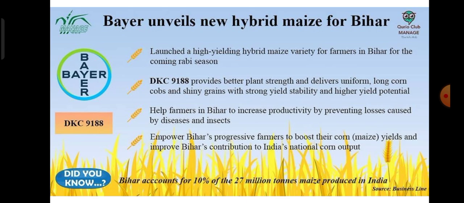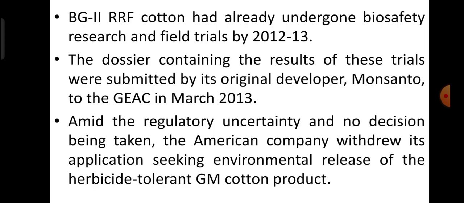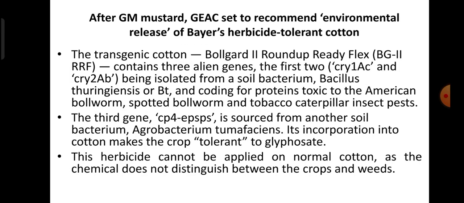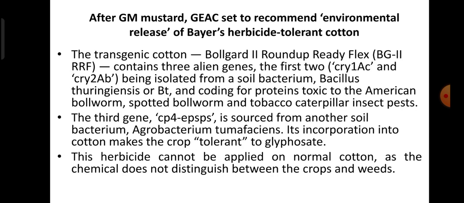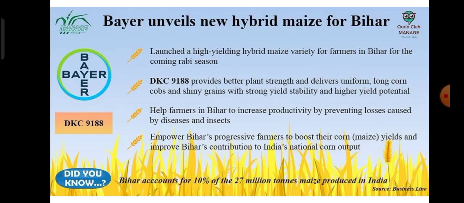Next is Bayer unveils new hybrid maize for Bihar. The purpose of discussing the previous topic was the third gene contributor for herbicide resistance. Because you already knew the two genes for pest resistance, the third gene was CP4 EPSPS. That was initiated by Monsanto and Bayer, after which they attempted herbicide tolerant cotton. Now again Bayer is in the news. It unveils a new hybrid maize for Bihar.